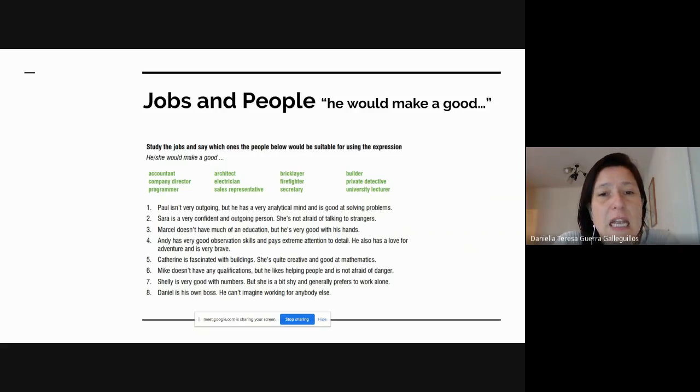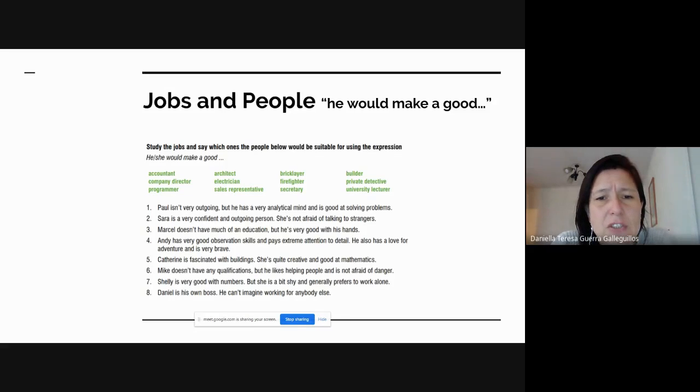Then it says, Marcel doesn't have much of an education, but he is very good with his hands. One of the professions mentioned here that does not require lots of education is being a builder or a bricklayer, not lawyer, a bricklayer. Remember that a bricklayer is a person whose job is to build walls, right? So if we're talking about a person that is very good with his hands, he can do something active like an electrician maybe also. So you say Marcel would make a good electrician, or he would make a good bricklayer, he would make a good builder.